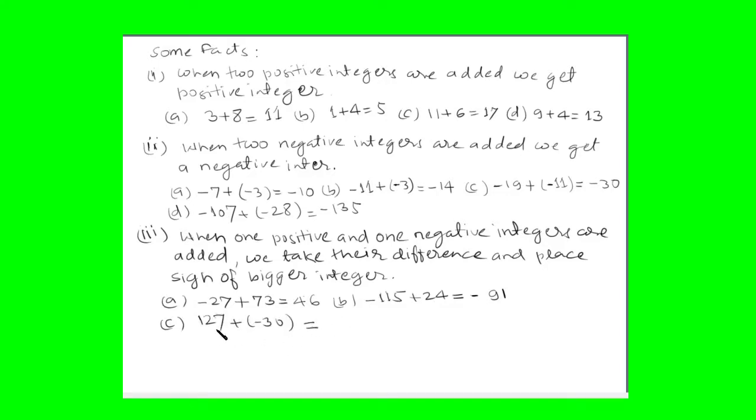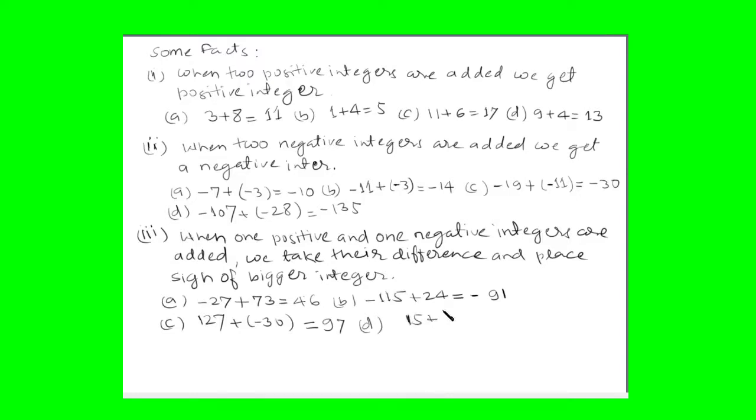127 plus minus 30. 127 is a positive integer, minus 30 is a negative integer, and when we add them, we get the difference, which is 127 minus 30, that is 97. The sign of 97 will be the sign of 127, which is the bigger number between 127 and 30. We go to the next example.